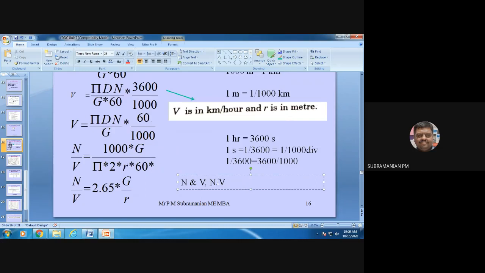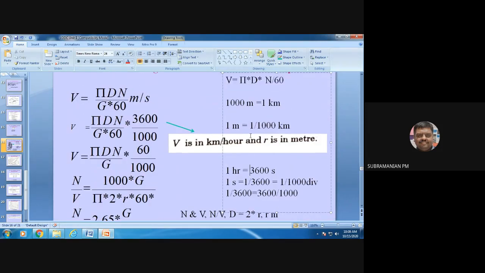Okay, this D, now only I am going to explain. This D will be nothing but the wheel diameter or tire diameter. I am replacing it by 2 into R. You will be knowing, diameter is equal to 2 times of radius. So I am putting 2 into R. In this formula, R should be in meter.